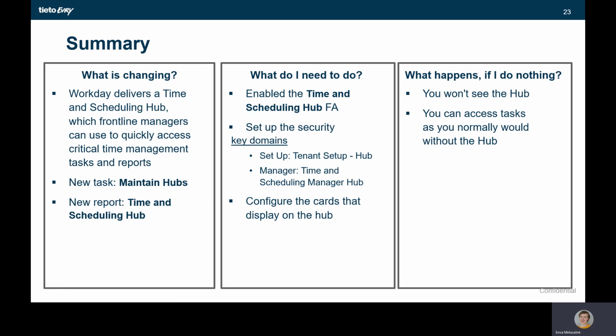So quickly in summary, make sure to enable the functional area. You have the new task for maintaining the hubs and the new report for the Time and Scheduling Hub. What happens if you do nothing? Well, you just won't see the hub and you will continue accessing all your time management related actions, well, your managers will, as they are doing it right now today.